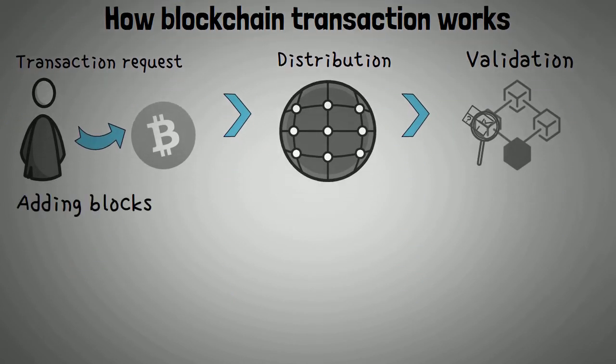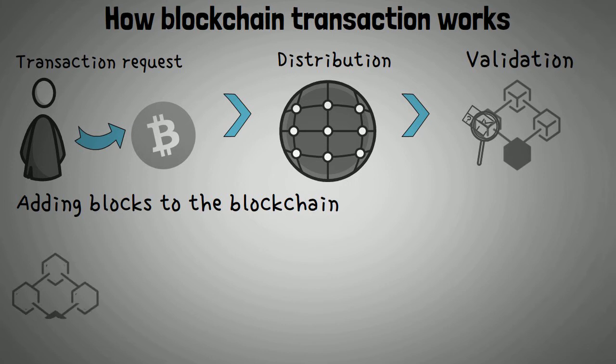Step 4. Adding blocks to the blockchain. After the transaction completes, the newly created block is chained with the previous block with cryptography and encryption.